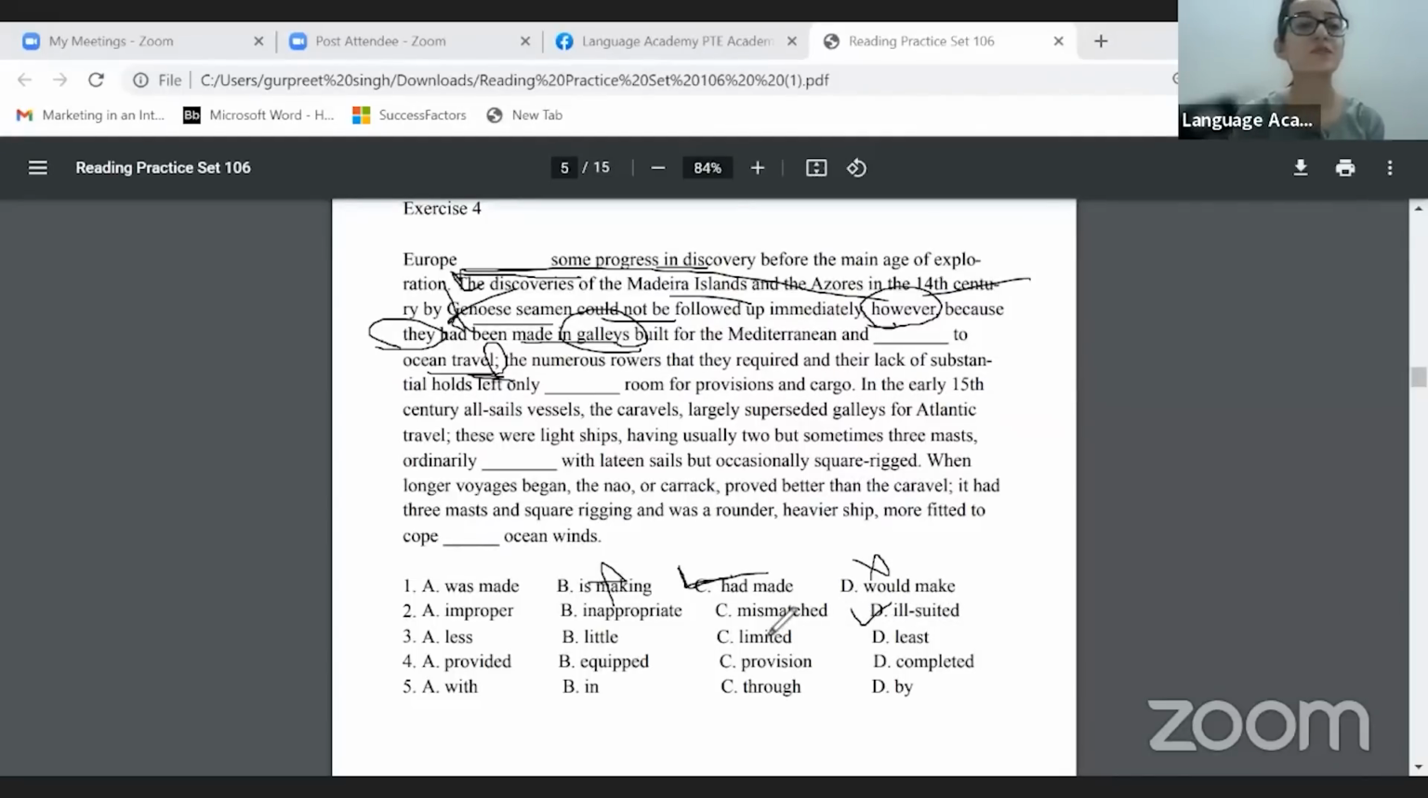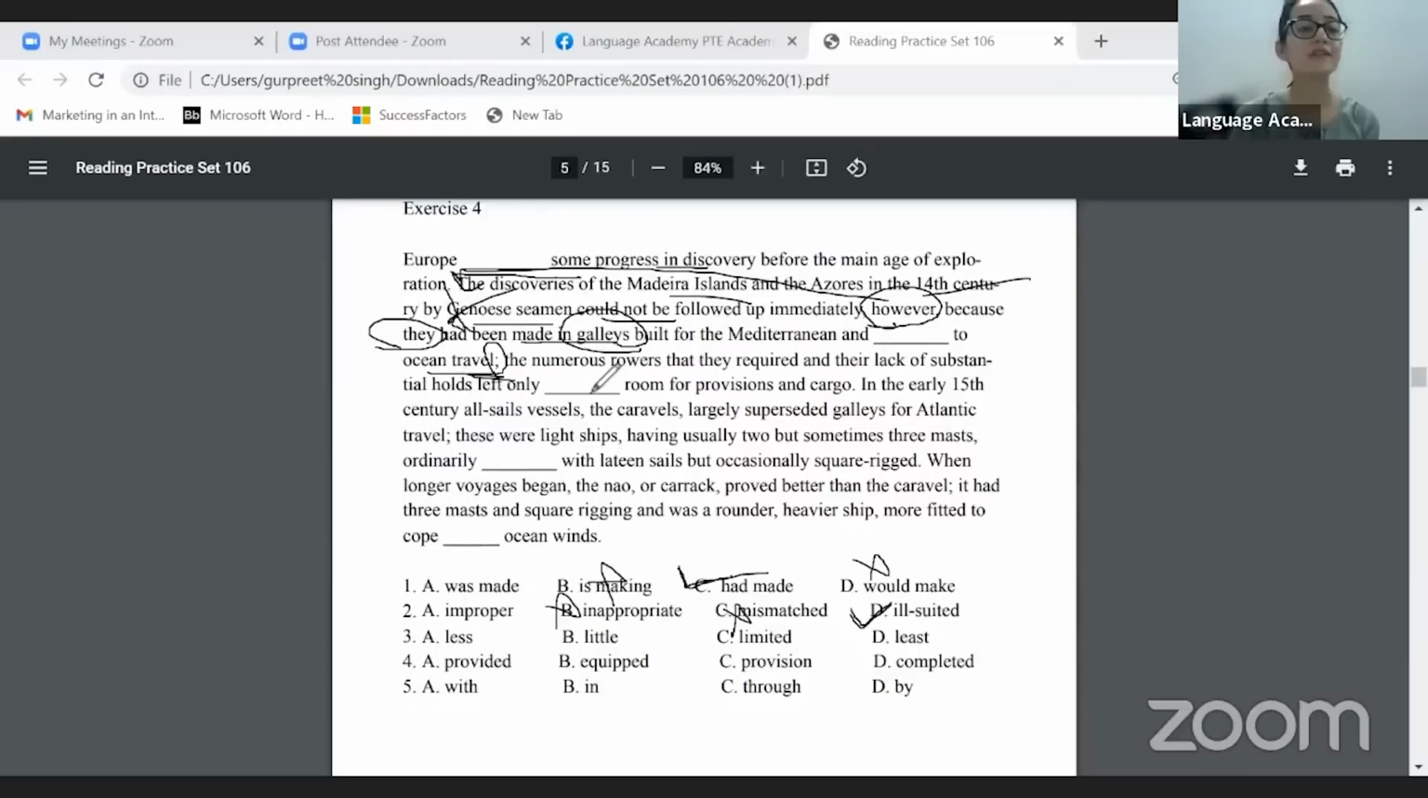We cannot say these ships do not match to ocean travel. Ships cannot match to ocean travel. And inappropriate comes with for. These ships are inappropriate for ocean travel. Inappropriate doesn't come with to. And we cannot say these ships are improper, means these ships are not proper to ocean travel. Again, somehow we need improper for something or not proper for something. But anyhow, proper is not a word to describe a ship, that this ship is not proper for ocean travel. So it is ill-suited. Ill-suited means not suitable to ocean travel.